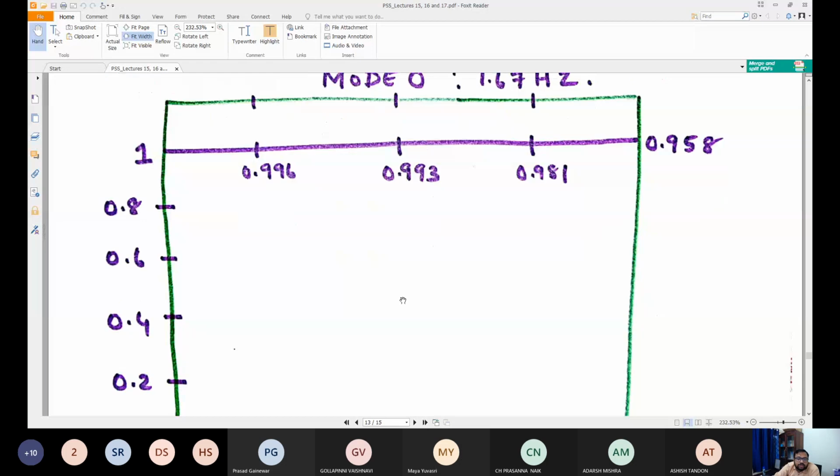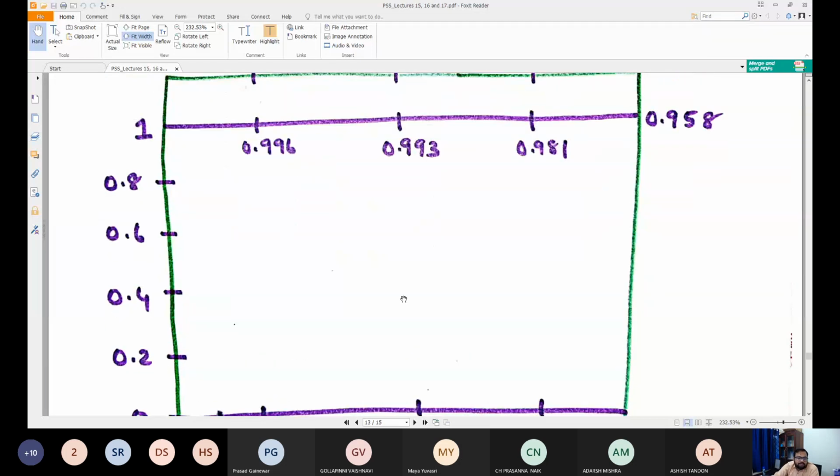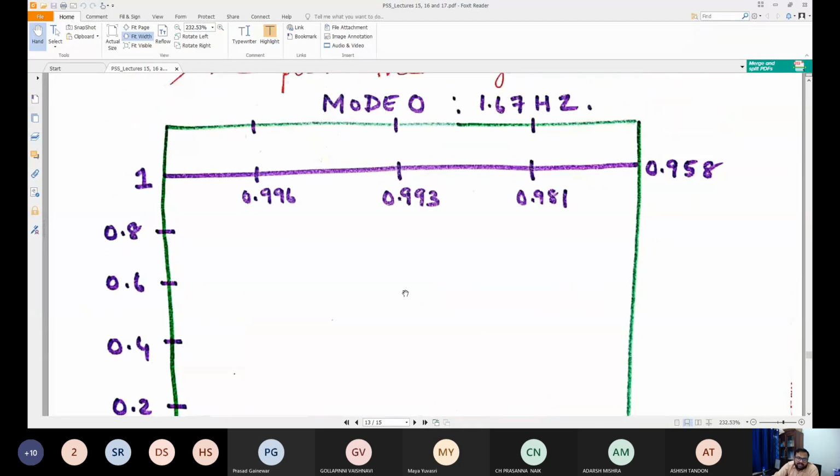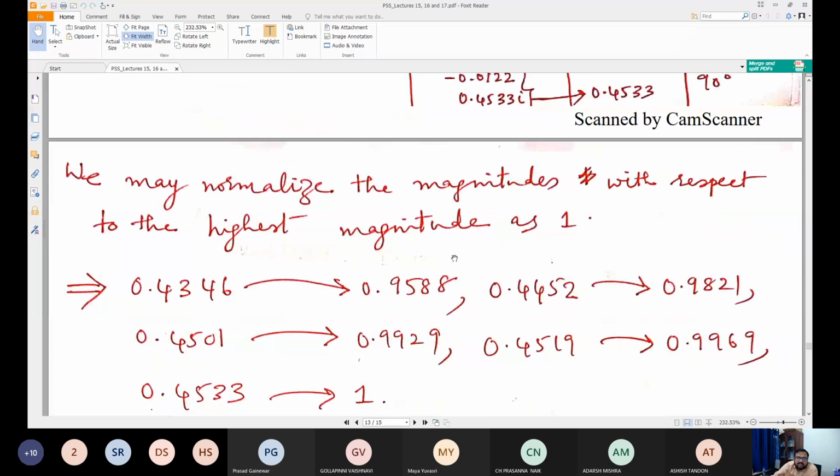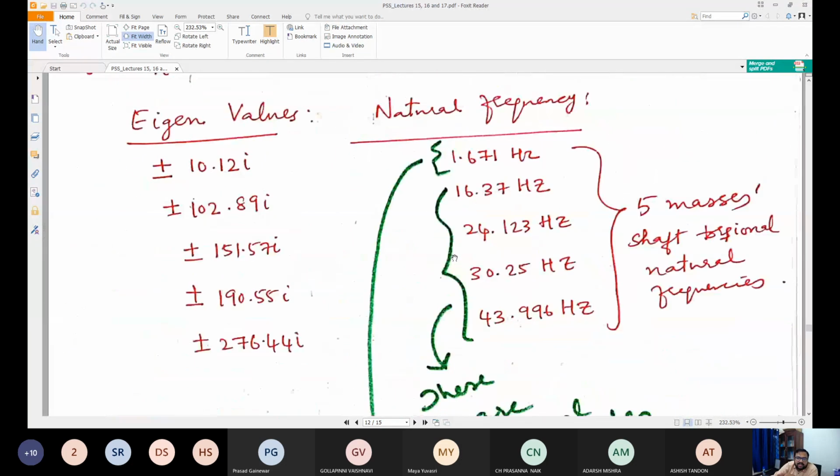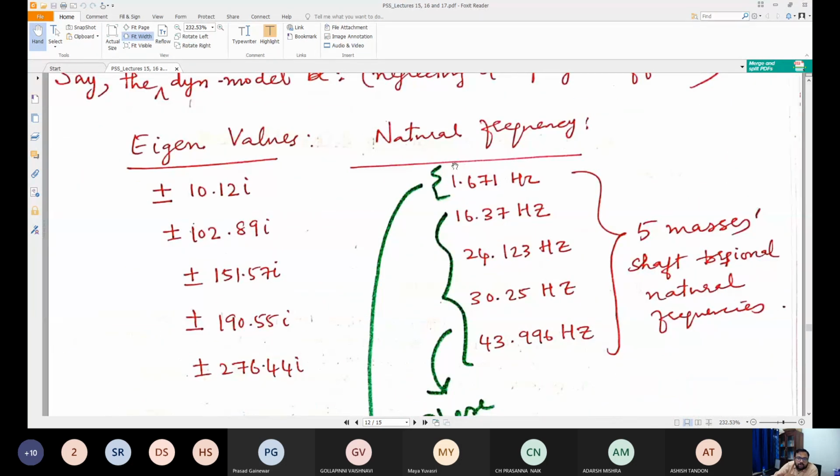Now we are going to draw the mode shape. How will you draw the mode shape? Let's see. So this is mode 0. We have different modes of oscillations in the same multi-mass system. This is mode 0 with 1.67 hertz. Where is 1.67 hertz? Here, the common mode. These are the torsional modes. This is the common mode. Mode 0 is the common mode.